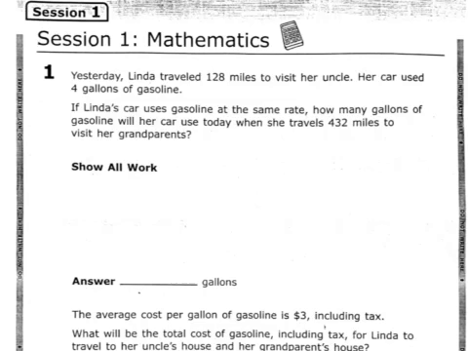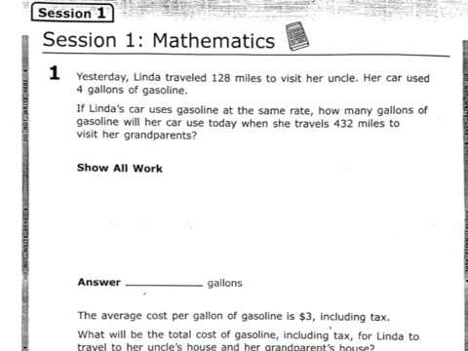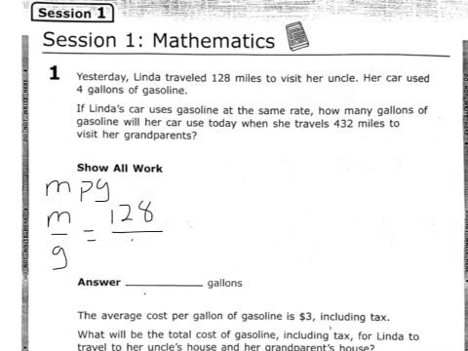So there's a couple different ways that you could solve this. The first way is to find out how many miles per gallon Linda gets. So let's take a look here. Miles per gallon, MPG, is really miles divided by gallons. So 128 miles divided by 4 gallons. 128 divided by 4 is 32 MPG.